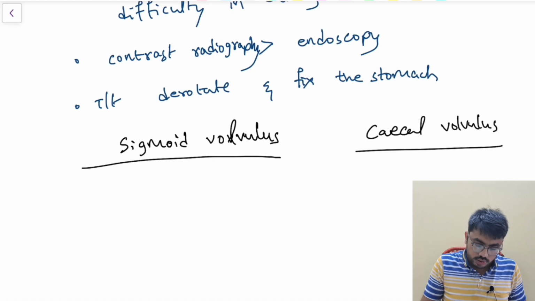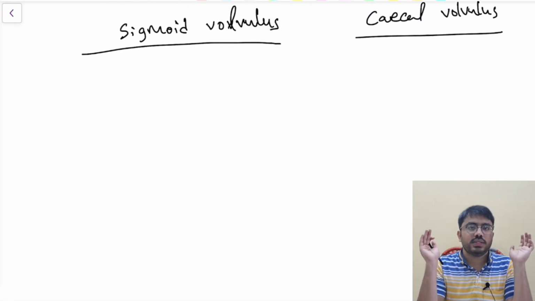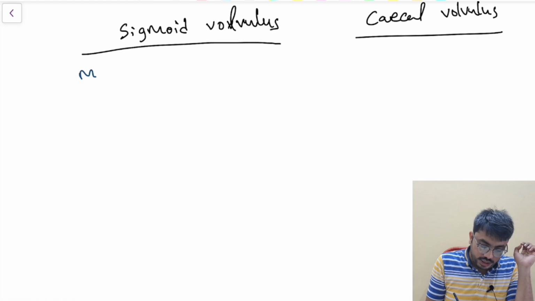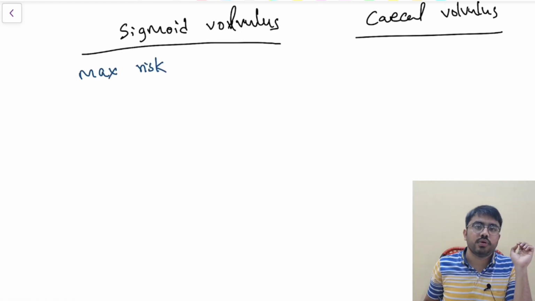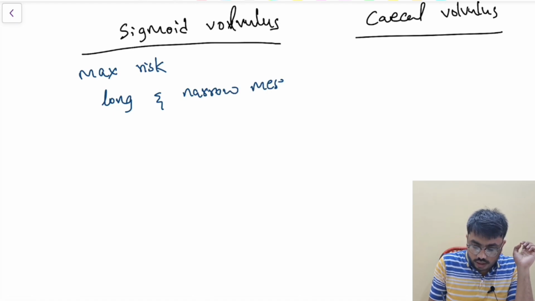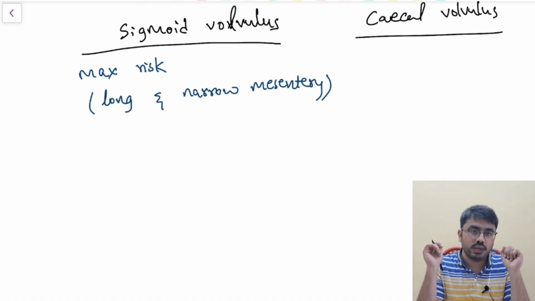Right. Now, out of all these things I have already told you in the beginning, sigmoid volvulus is more common. It is the one which is more important for the exam. So, the maximum risk of volvulus in the entire GIT is seen in sigmoid volvulus. Why? Because it has a long mesentery and a narrow mesentery also. Due to the presence of a long and a narrow mesentery, the risk of this rotation or volvulus is mostly seen in the sigmoid colon.